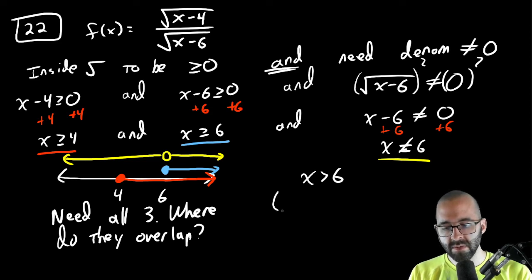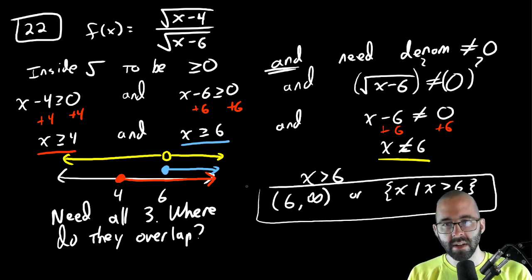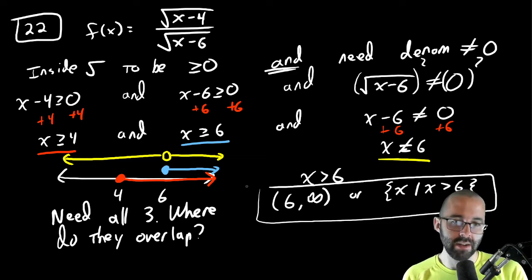In interval notation, that's going to be, has to be bigger than 6, like so. Or you could use set builder notation. This is the set of all x such that x is strictly bigger than 6. And that's your answer right here. That's how to approach these more complicated domain problems. Okay.